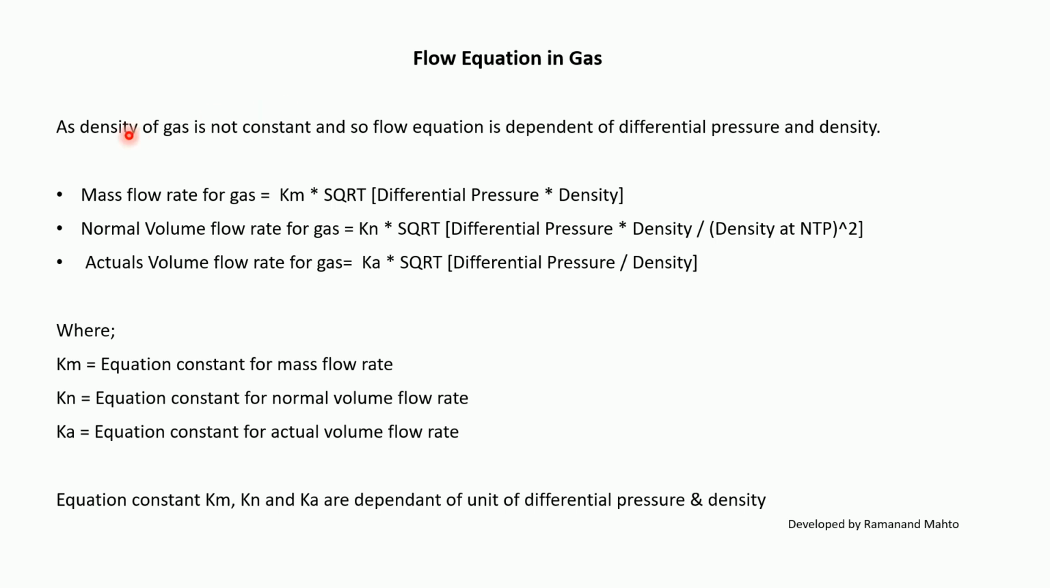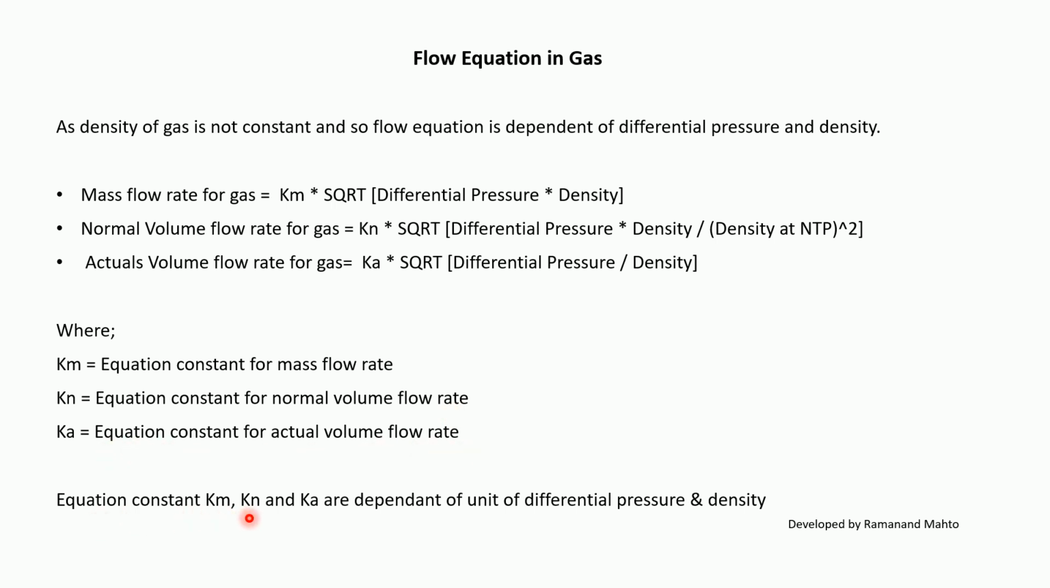Now the flow equation for gas: as the density of gas is not constant, the flow equation is dependent on differential pressure and density. So how can we write it? Mass flow rate is equal to Km into square root of differential pressure into density. Normal volume flow rate is Kn into square root of differential pressure into density upon density at NTP to the power 2. Actual volumetric flow rate is equal to Ka into square root of differential pressure upon density, where Km is the equation constant for mass flow rate, Kn is the equation constant for normal volumetric flow rate, and Ka is the equation constant for actual volumetric flow rate.